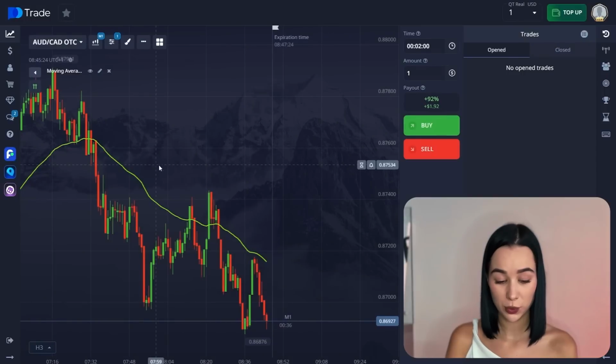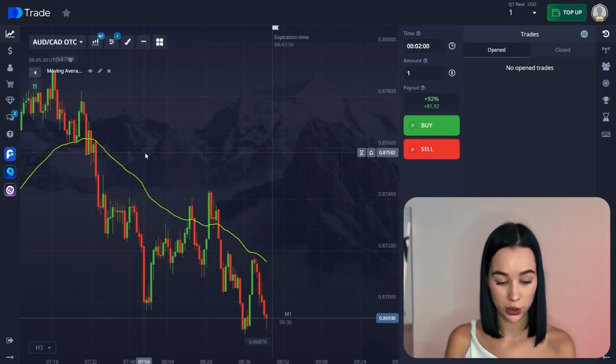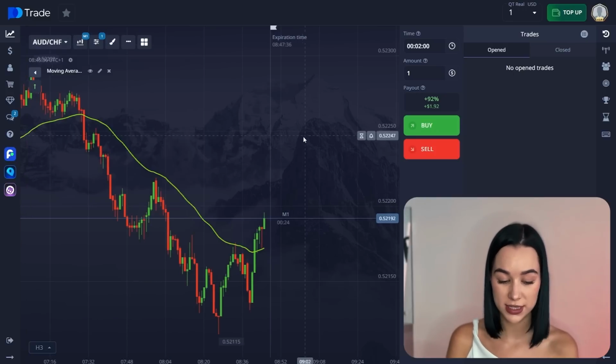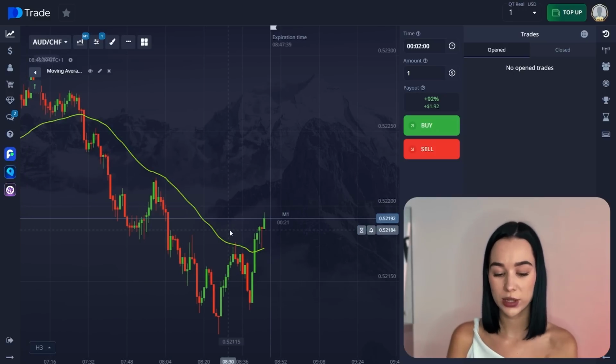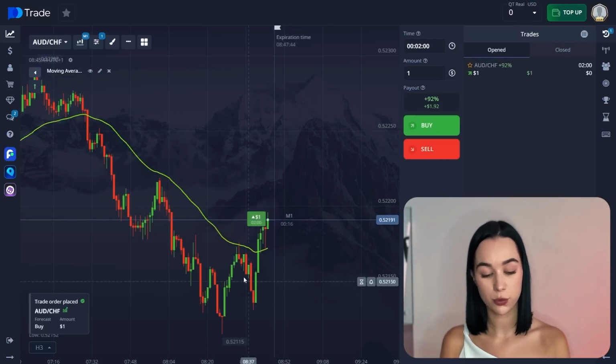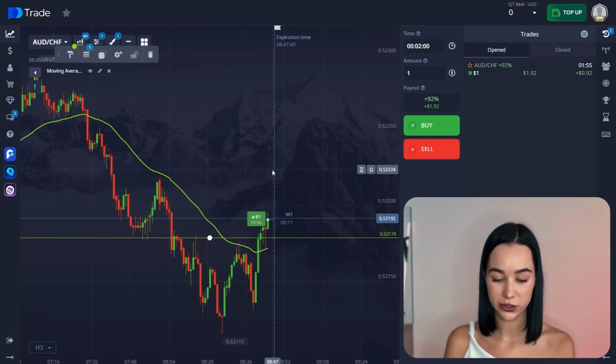Before, there was the resistance level, and as we can see, our price crossed it and went even lower. For now, our resistance level could be here, but our price hasn't reached and formed it yet. So that's why we open a buy trade here. As we can see also by the moving average line, it's moving in an upward direction, giving us a buy signal. And we can see it also by the candlestick patterns, of course.